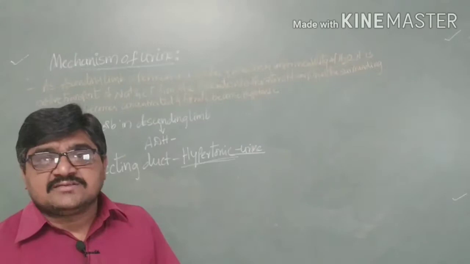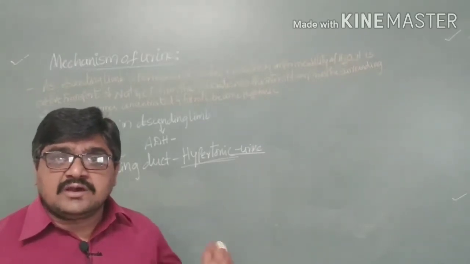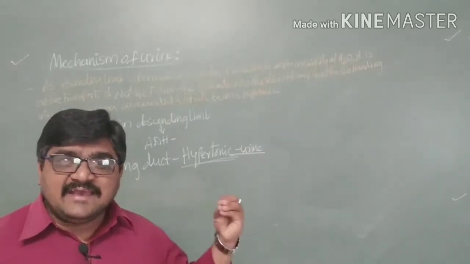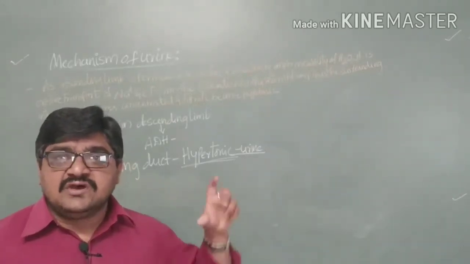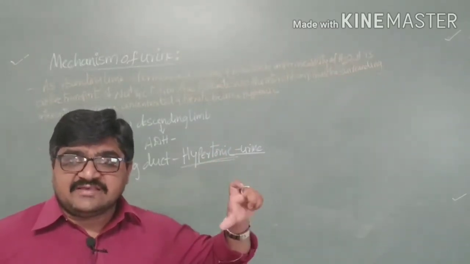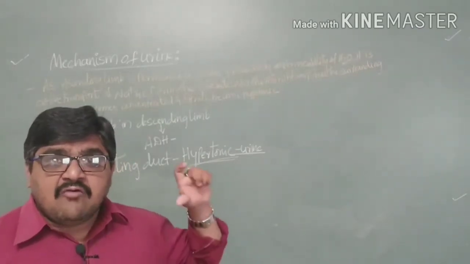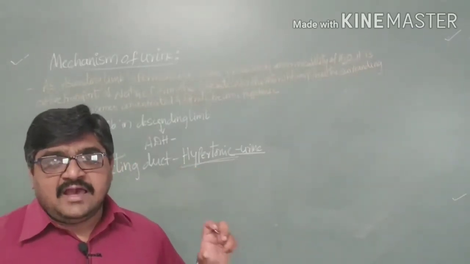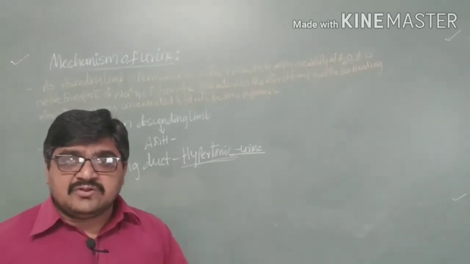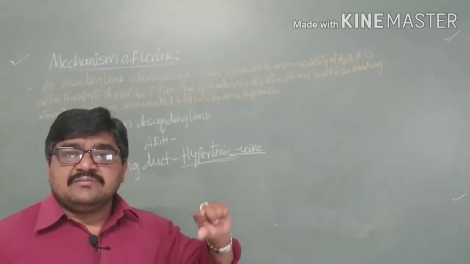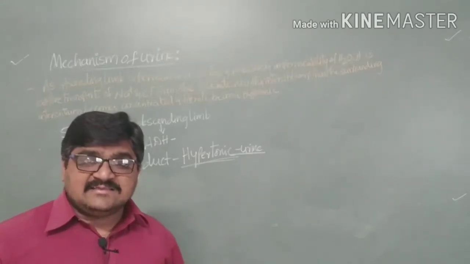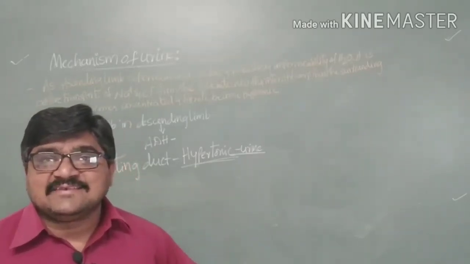Here the vasa recta acts as the countercurrent exchanger between the ascending and descending limbs, where fluids move in opposite directions. The peritubular capillaries run parallel to the loop, in between the loop. So the vasa recta acts as the countercurrent exchanger.